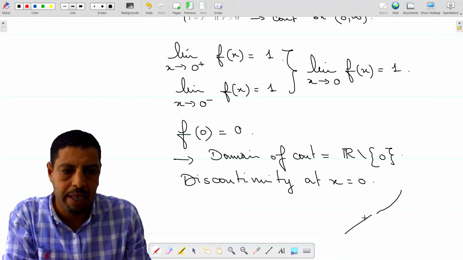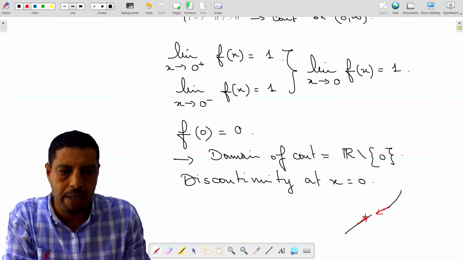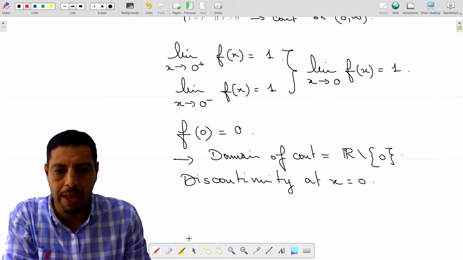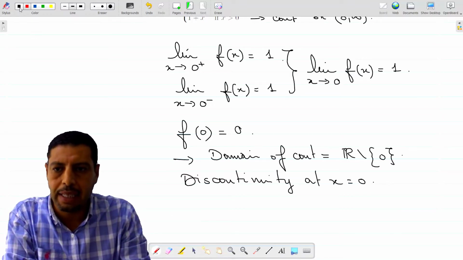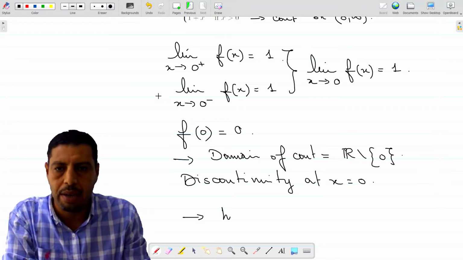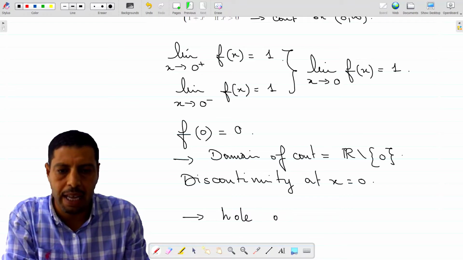Let's try to illustrate this. It means that from the left it goes here, and from the right it goes here. It goes to the same point. But here, the value of the function is different from this value. It's not equal to this value. Look at here, f of 0 is 0, which means that you have a hole on the graph of f. Okay? So we can conclude that the behavior of the function will be a hole. So there is a hole in the graph of f, so hole at x equals 0.